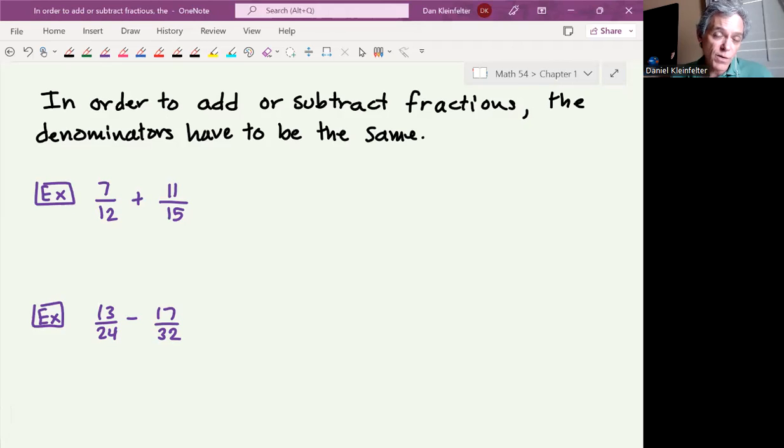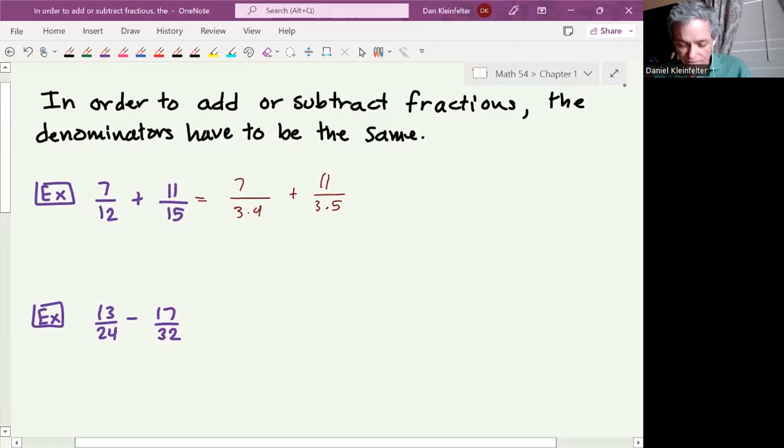I'll actually show you another way to do this addition, which works even if you don't instantly think about what the LCD is. So for 12 and 15, you did probably recognize that they do have that common factor of 3. So I'm going to go ahead and factor the two denominators here as we get started. So we have 7 over 3 times 4 plus 11 over 3 times 5.